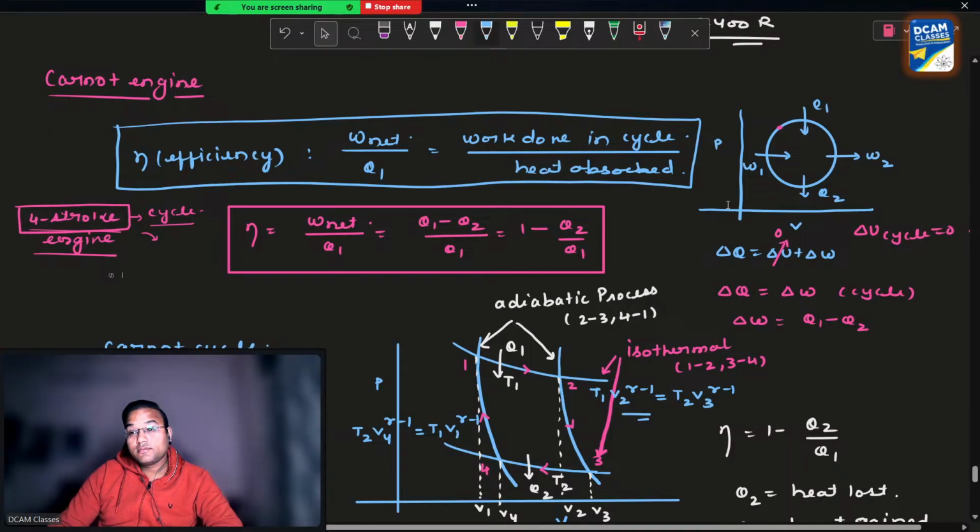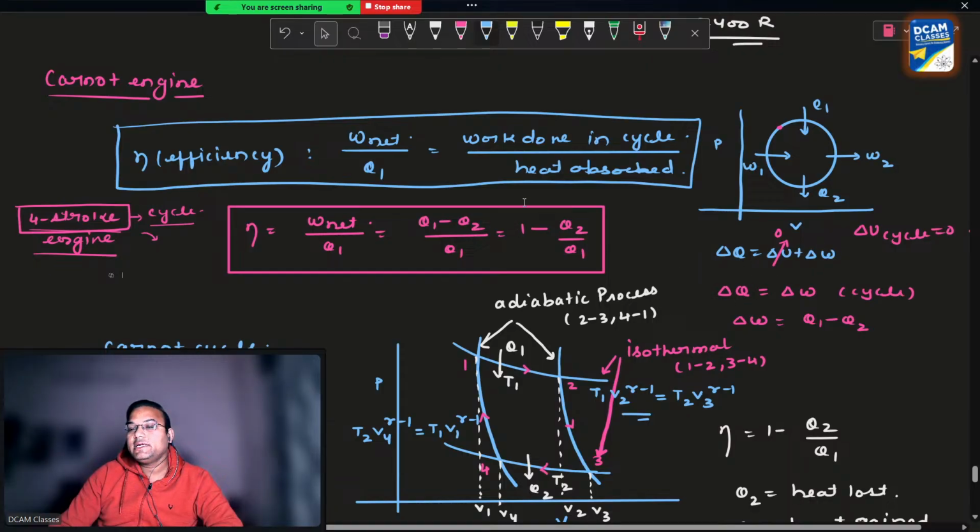Now, according to this, efficiency is total work done by Q1. Now, every cycle or every process follows the first law of thermodynamics. And we know in a cycle, the total internal energy change is 0, because it is starting from a point and again reaching that point, and the internal energy is a point function. So the delta U will be 0. So delta Q is equal to delta W.